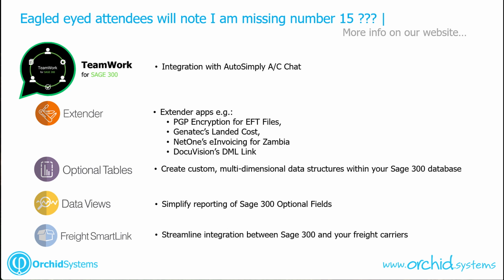And the eagle-eyed attendees will note that I have not yet done product number 15. Should I be discussing our new extender app for the integration with AutoSimply's AC Chat, or the other extender apps that other ISVs have written, or should we go into more detail on the optional tables, the data views, or Freight SmartLink? We are spoilt for choice, really.